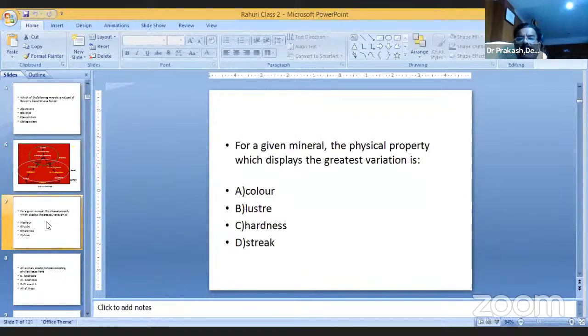Next question: for a given mineral, the physical property which displays the greatest variation is color, luster, hardness, or streak. Some of the physical characteristics or properties of minerals do not change, while there is a lot of variation with respect to color. Hence, color is not used mostly for identification, except in the case of idiochromatic minerals.